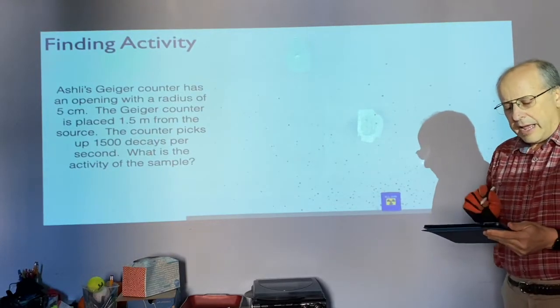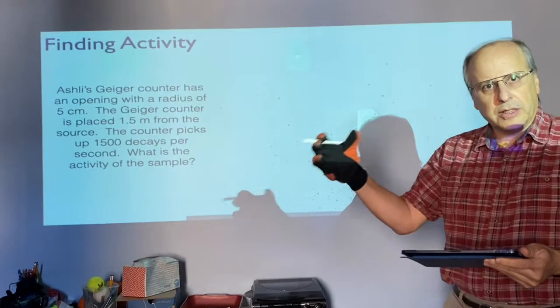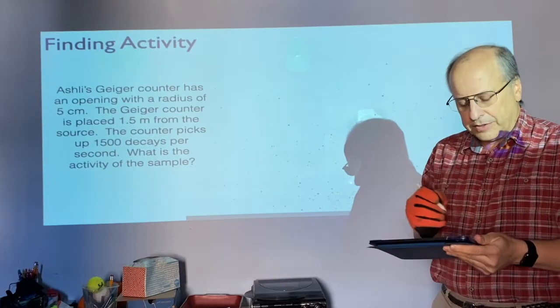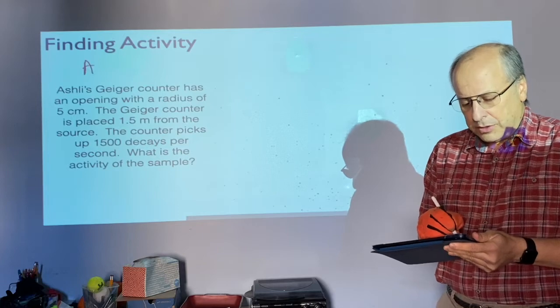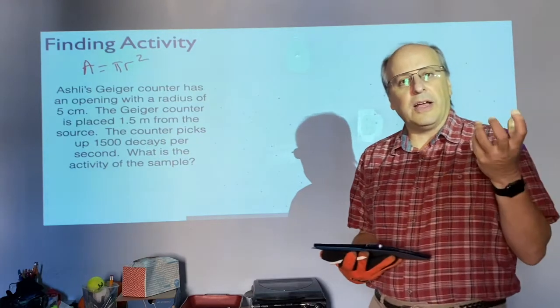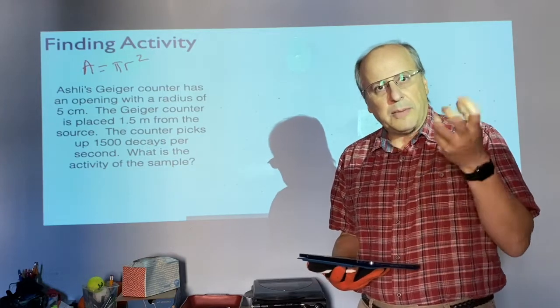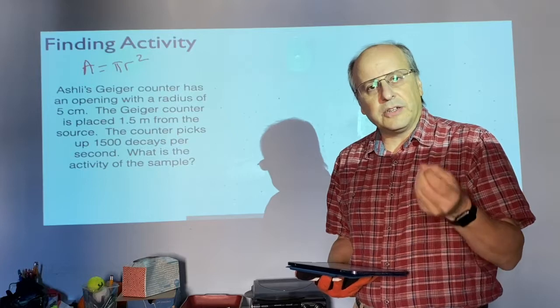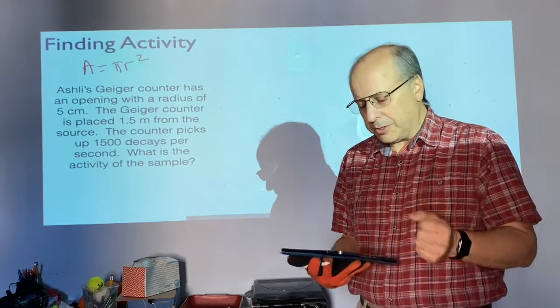Okay, so it says that Ashley's Geiger counter, that was the little circular thing that was picking up the radiation, has a radius of 5 centimeters. So the first thing you want to do is calculate the area of that Geiger counter. How much surface area does it have? Every piece of surface area is another place to pick up particles.